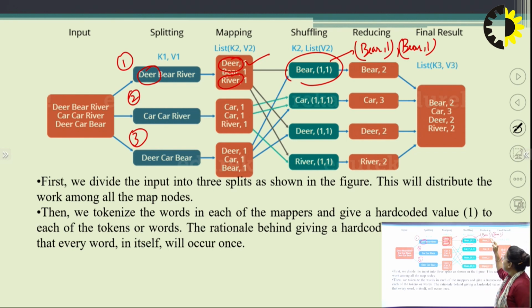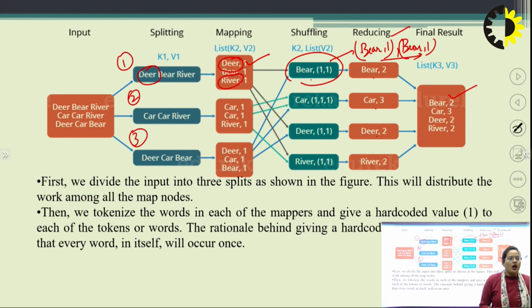Keys are the same, that's why we have written this in this form. Now the reducing phase. After the reducing phase we get the final output: beer 2, car 3, deer 2, river 2. Now each reducer counts the values which are present in the list of values. As shown in the figure, the reducer gets a list of values, which is 1, 1 for the key beer, then it counts the number of ones in every list and gives the final output as beer 2.